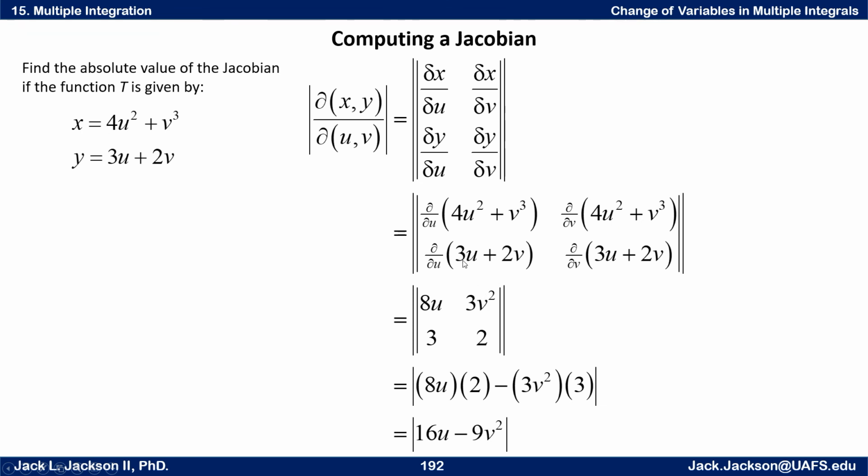Down at the bottom left, the partial derivative there is 3, 0, and then the right bottom right, derivative of the first part's 0 and the last part's 2.